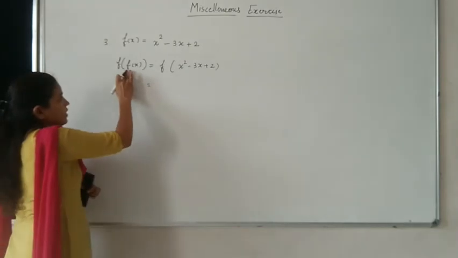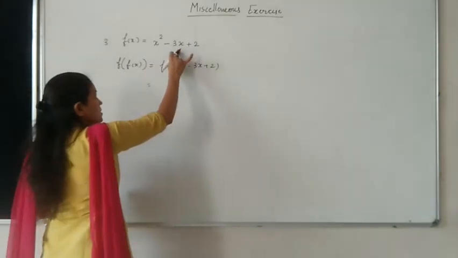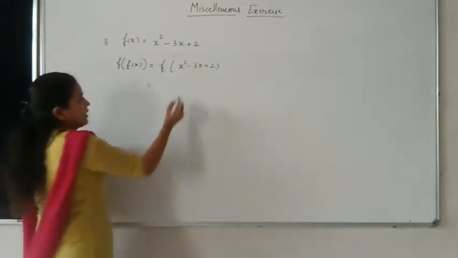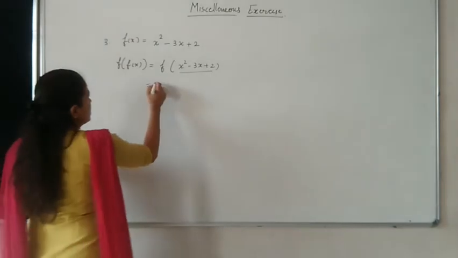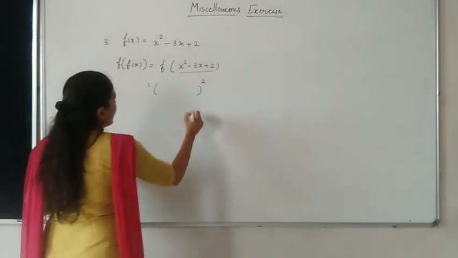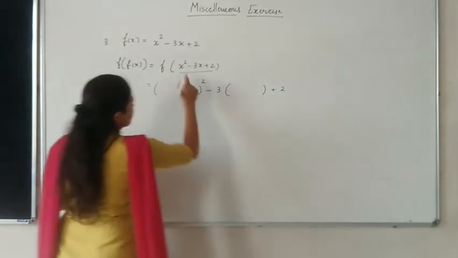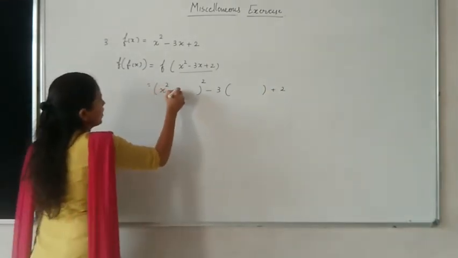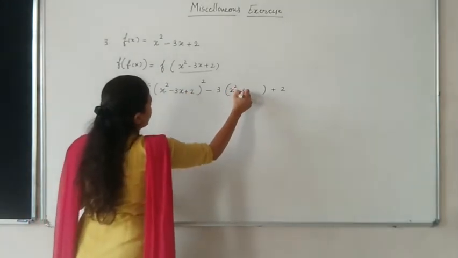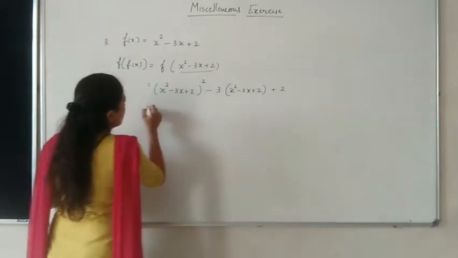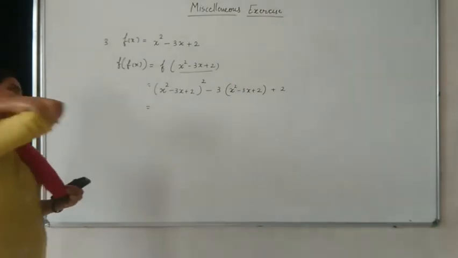Now where we have defined f of x, your function is x square minus 3x plus 2. But now your input is this, so this will become our x. So what we are doing is, x square minus 3x plus 2, whole square, minus 3 into x square minus 3x plus 2, plus 2. Now let me expand it.